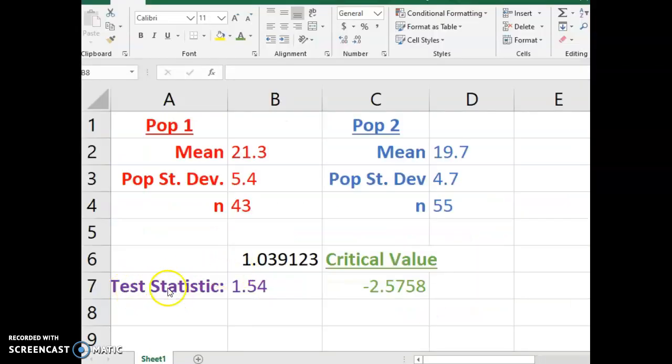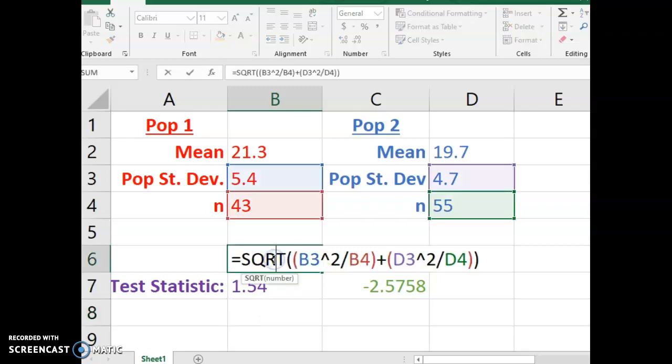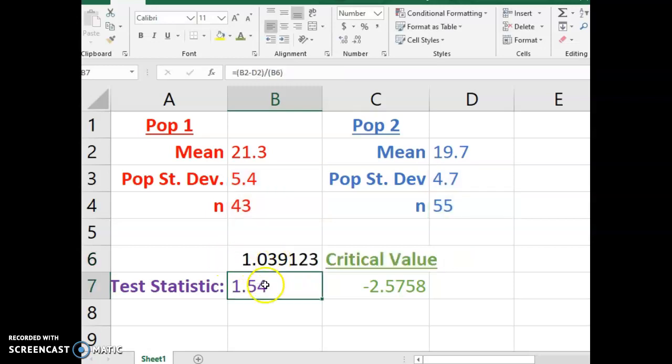Coming into Excel to calculate the test statistic, I'm first going to do the bottom part of that calculation. You're doing the same thing with each of your sample data from your two populations. You take the population standard deviation and divide by the sample size. You do that with sample 1, and population standard deviation divided by the sample size for sample 2. You add those two values together and take the square root of the entire calculation. That gives you the part that goes on the bottom for your calculation of your test statistic.